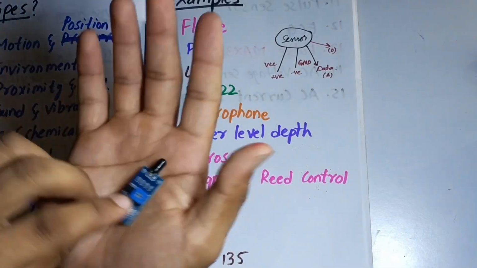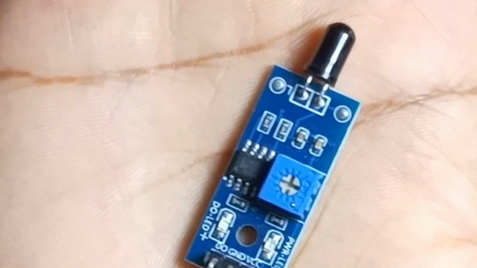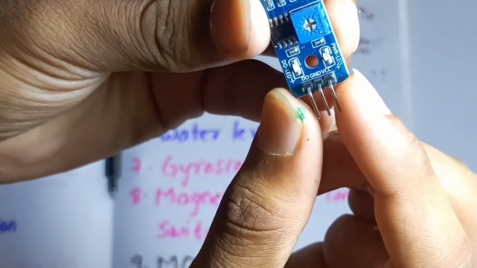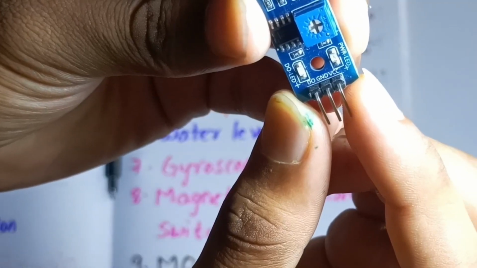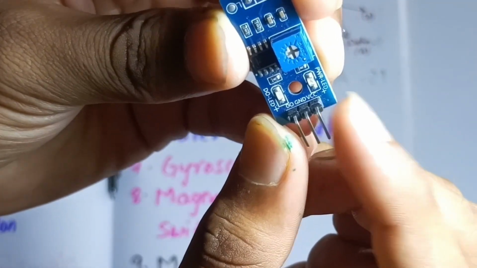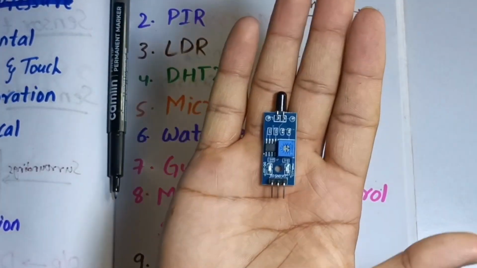Correct. So in this we have 3 terminals here. Let me read this out: VCC, ground and D0. D0 is nothing but the digital pin. So you'll get only the digital data out of this. So this is what a flame sensor looks like.